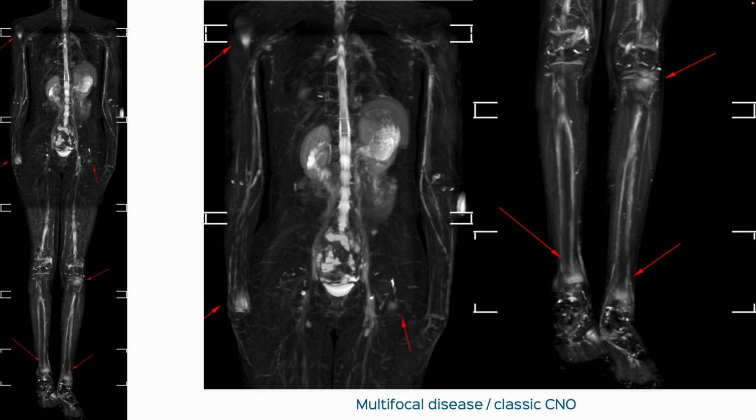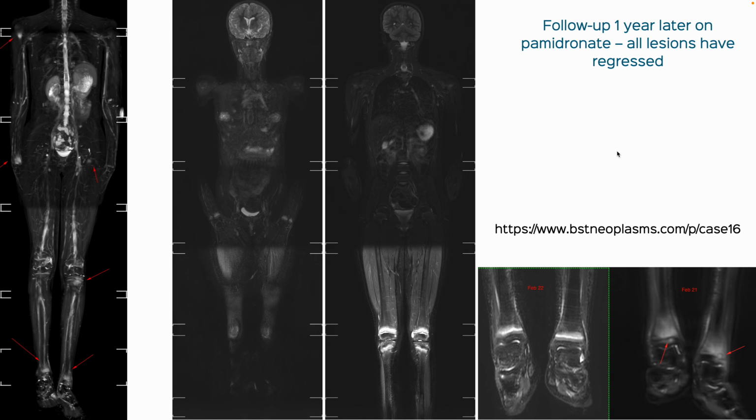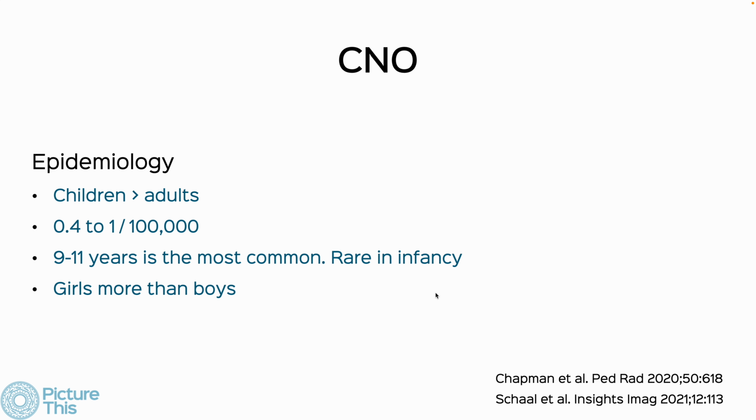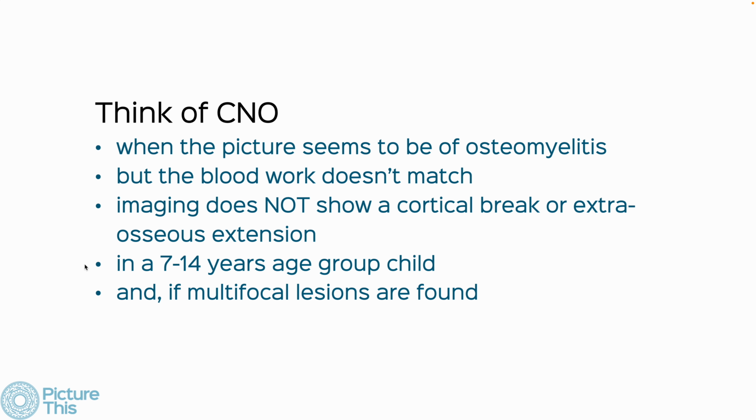This is classic for chronic non-bacterial osteitis. She was put on pamidronate, and a year later, all these lesions regressed, and she keeps following up every year, and there's no disease now. So CNO is typically in the 9 to 11, or you could say 7 to 14 years age group, and obviously more common in children.